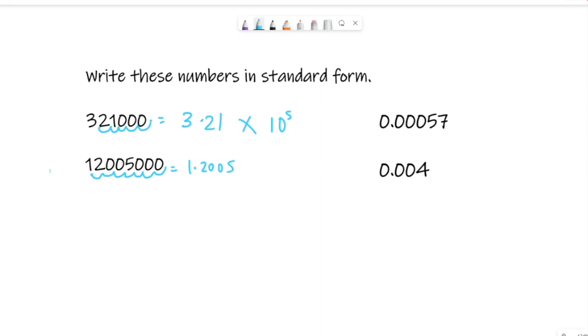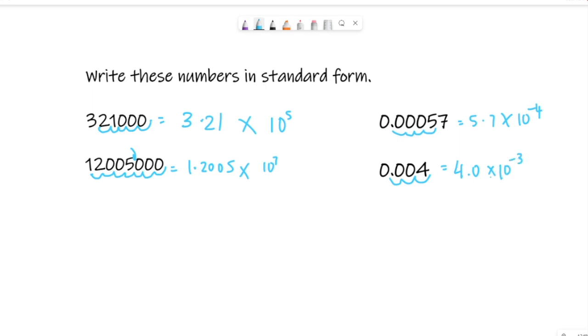It's 1.2005. We will keep writing the number until we have a scientific figure, and the zeros at the end we ignore. So 1.2005 times, we moved it back 1, 2, 3, 4, 5, 6, 7, 10 to the power 7. Same thing with this one. We are moving it now forward 3, 4, so it will become 5.7, but this time the power won't be a positive number, it will be a negative number. Same thing here, 1, 2, 3, it will become 4.0, or just 4 times 10 to the power negative 3.